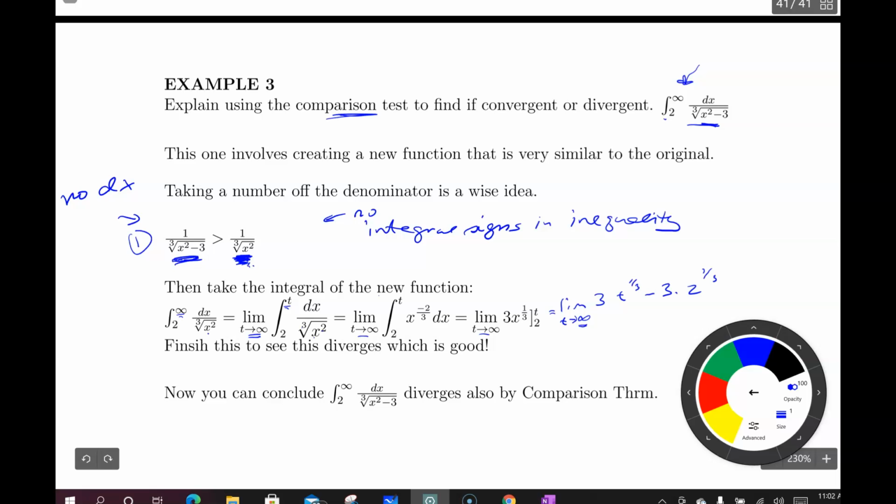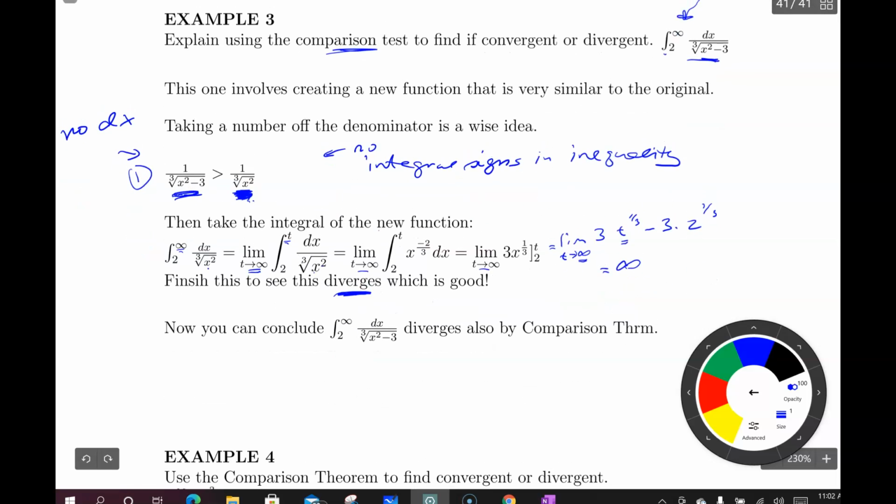Okay, so when I put in infinity, cube root of infinity, that's infinity. So we're done. It doesn't matter if you're taking off a finite number, right? This is infinity. Is that good? It is. Diverging is good because we're talking about the smaller one. So if the smaller diverges, that's good. So that means this larger one, the original problem, diverges also by the comparison theorem.